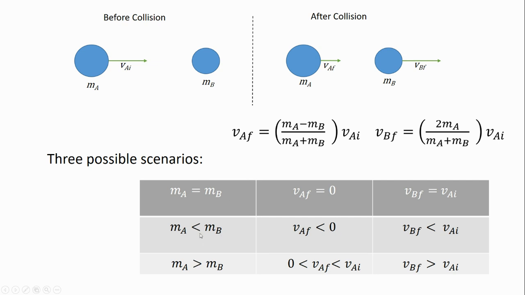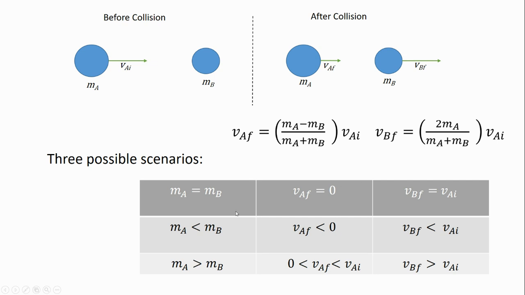If mass A is less than MB, so think of it as this being a lot less mass than this, then object A's final velocity will be negative because MB is greater than MA. This term up here would be negative. So in other words, it bounces off of MB and goes in the opposite direction. And the final velocity for object B is just less than the initial velocity of object A. It'll go to the right, but it just won't be going as fast as object A was going when it hit it.